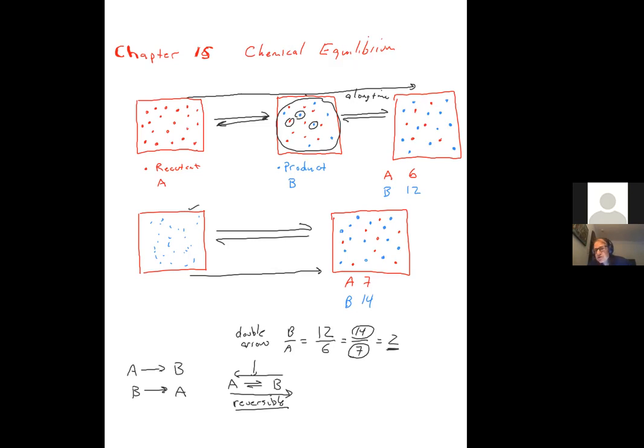Now, some reactions are not really reversible. In fact, when you take General Chemistry 1, usually we deal with reactions that are not really that reversible. They go to what we call completion. They're irreversible. So for example, not explosions, but burning, combustion.